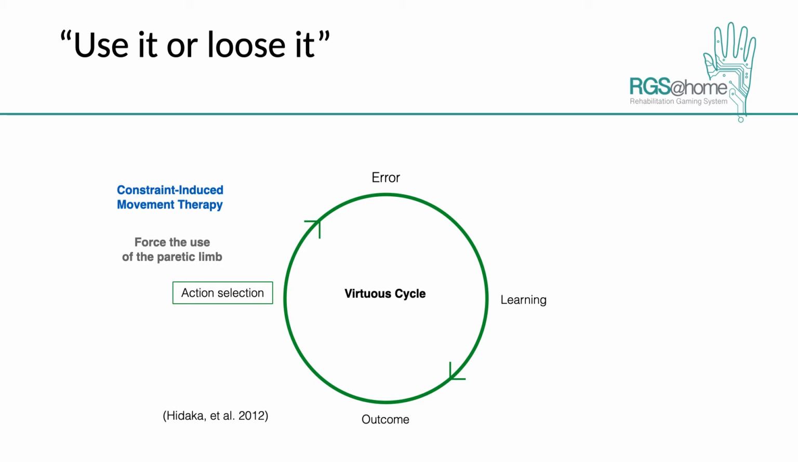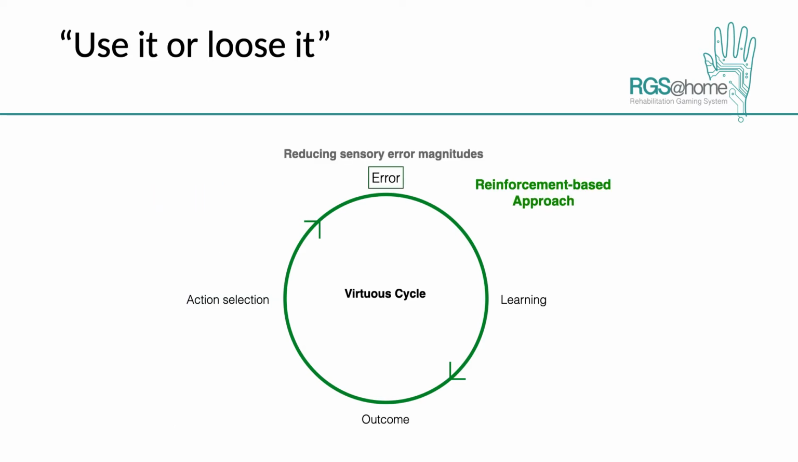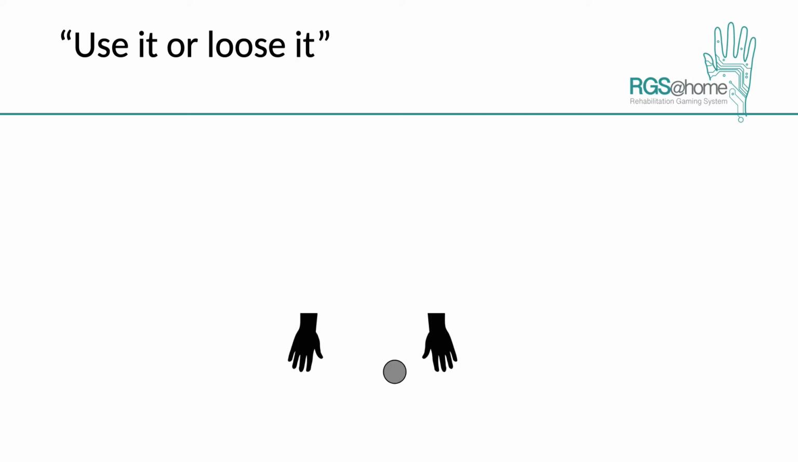offering an alternative. Instead of forcing the use of the affected arm, we could reinforce it by operating at the level of the error. We could use, for instance, virtual reality to reduce sensory error magnitudes, and through these mechanisms, we hypothesized that we could have an effect on action selection and promote learning, relearning, and recovery. And we start from this idea, this hypothesis, by implementing a computational model of action selection and motor recovery that actually grounds on previous work from Hidaka and Schweighofer and colleagues.